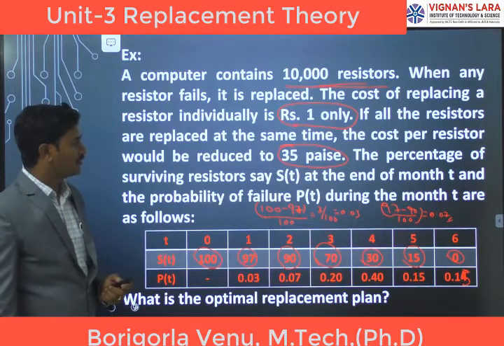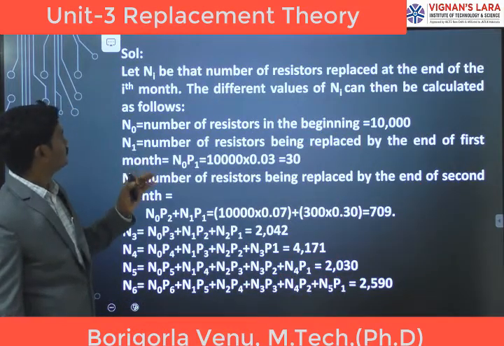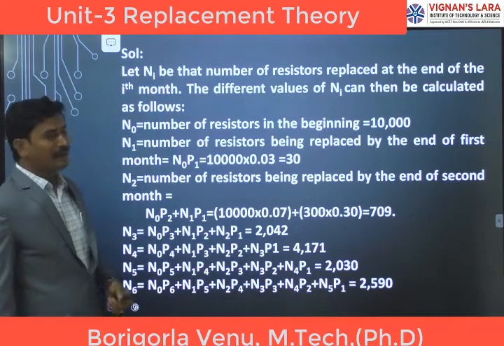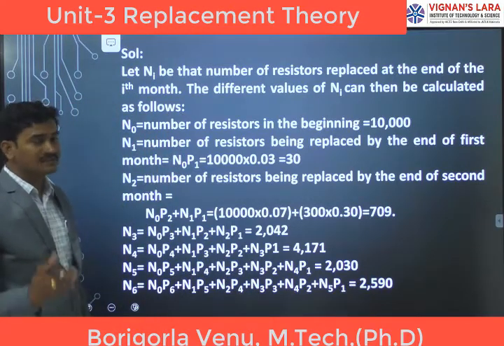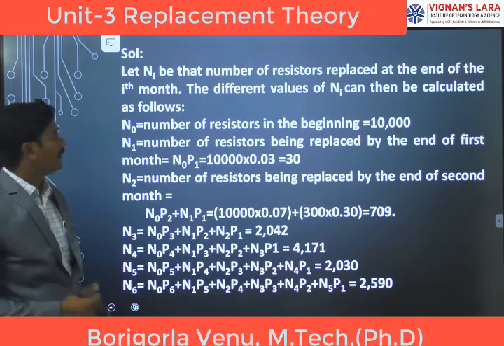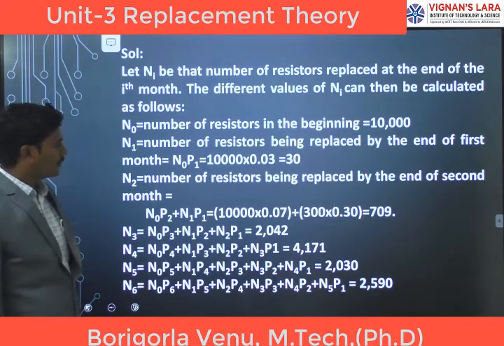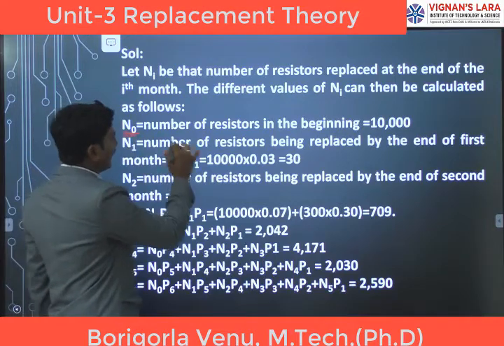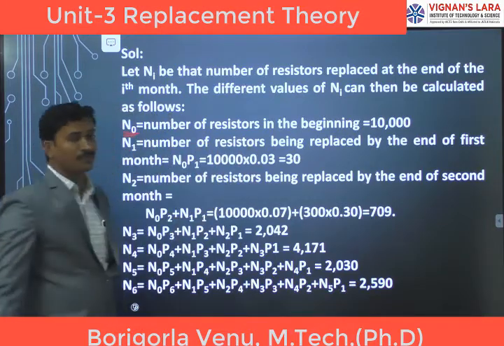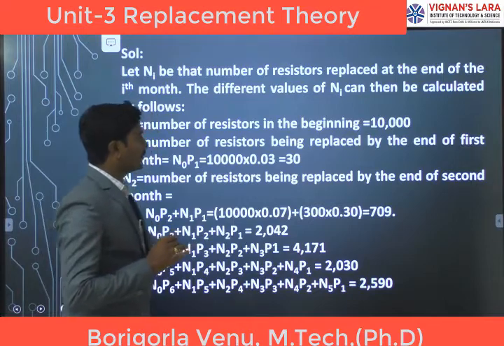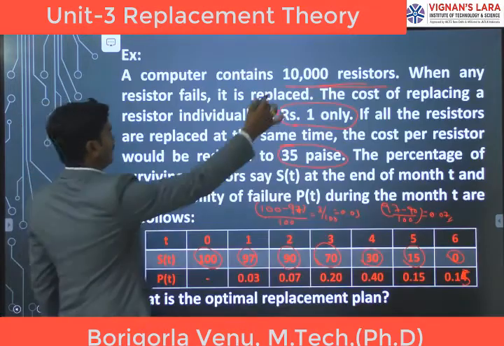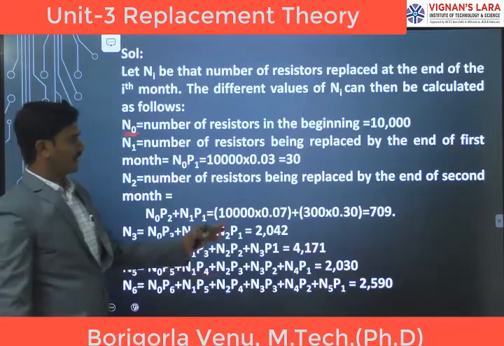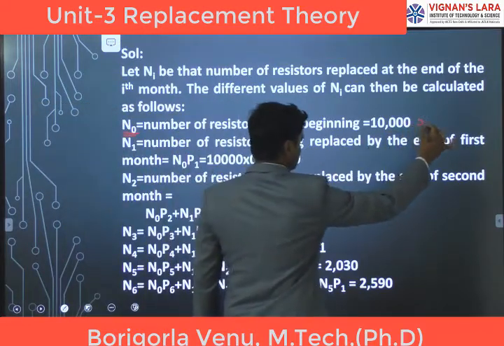Okay, now coming to the solution. Here we have to assume Ni. Ni means the number of resistors replaced at the end of the month. Here how many resistors do we have in total? N0, that is N0, I would like to take. N0 is equal to the number of resistors in the beginning. In the beginning, the problem itself gives 10,000 resistors. So the same quantity I have taken here, 10,000 resistors.